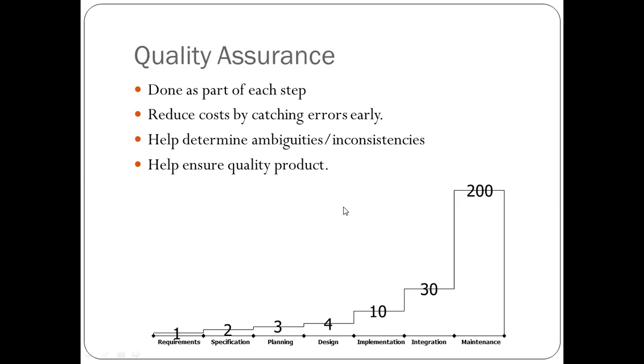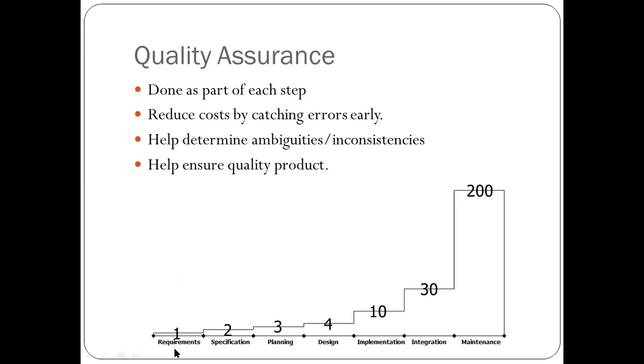Okay, so we will get the quality product, and this will ensure the quality. Now here we can see the first requirement, then the specification, planning, design, implementation, integration, and maintenance. Okay, so we have already seen this earlier also in some preceding PPT presentations.